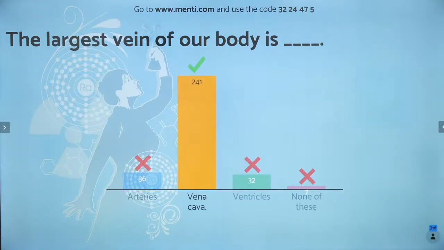Hi Supriya. Hello. Hi Vaibhav. Art with Vaibhav. Hello. So 240 students are correct. Very good. Vena cava, the superior and the inferior vena cava, which will bring the blood from the upper and the lower portion of the body into the right auricle, which will be deoxygenated blood.